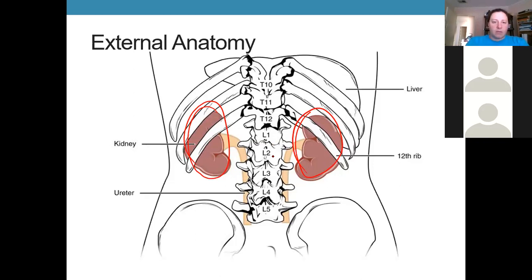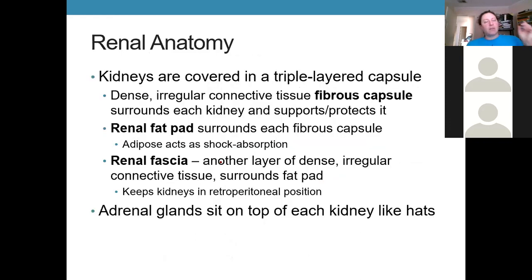So that's why, you know, getting punched right here really hurts. I assume. I haven't actually experienced that one, and hopefully I never will.